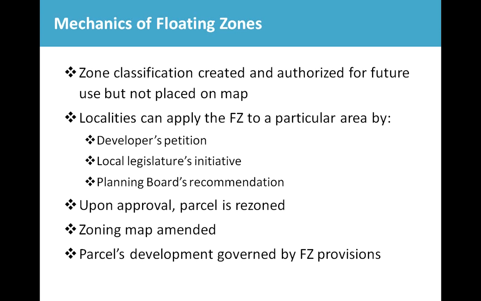A locality can apply the floating zone to a particular area either upon the petition of a developer, at the local legislature's initiative, or upon the recommendation of the planning board or commission. Upon approval, the parcel is then rezoned to reflect the new use, and it becomes a small zoning district. The zoning map is then amended to apply the floating zoning district to that parcel of land, and the parcel's development is then governed by the use, dimensional, and other provisions of the floating zone.